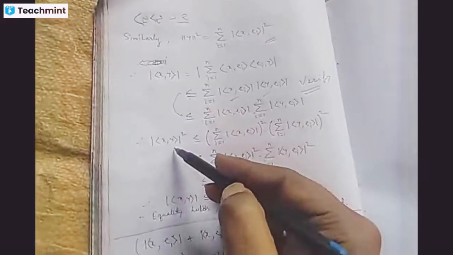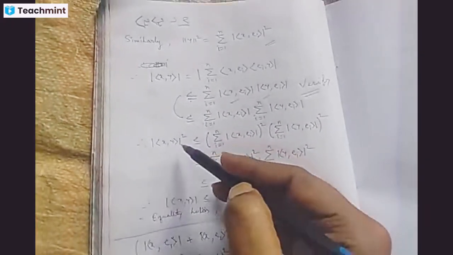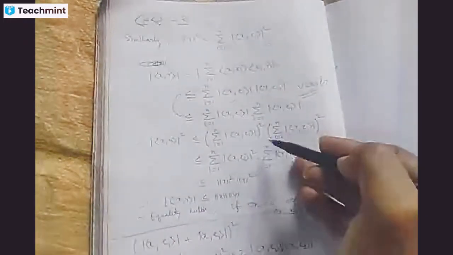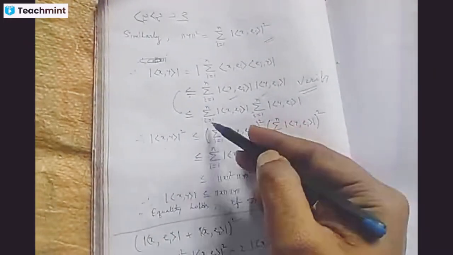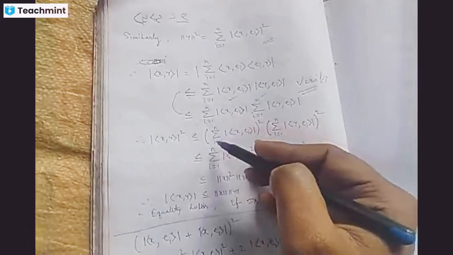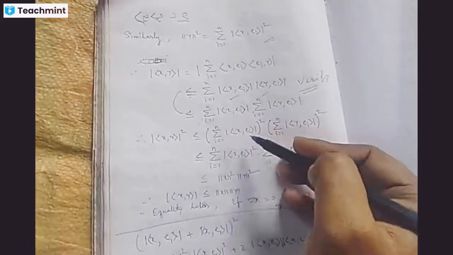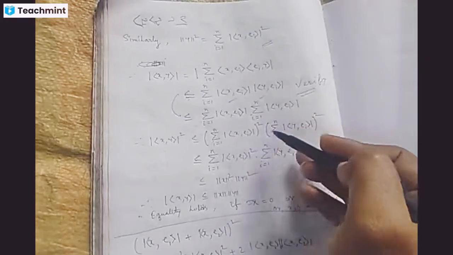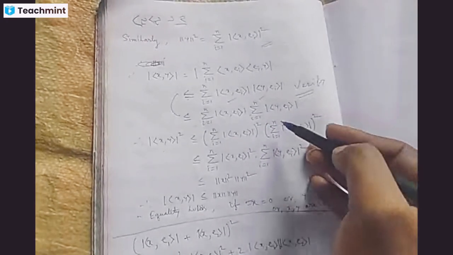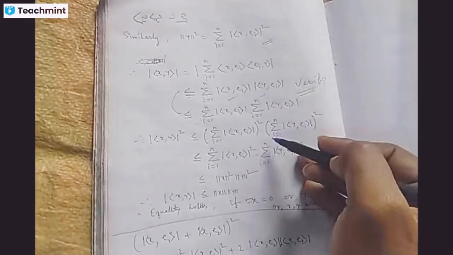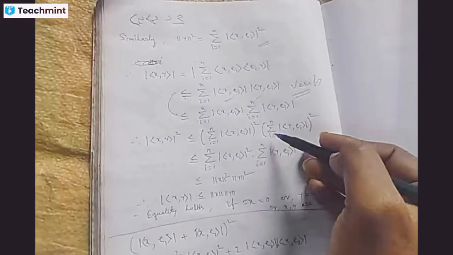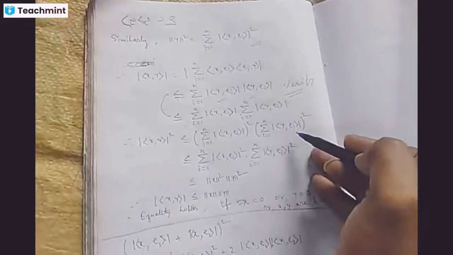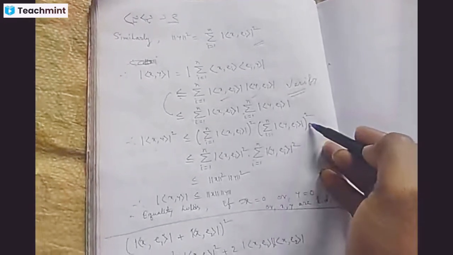So if we take the square of the modulus of the inner product of x and y, it is less than or equal to the summation over i equal to 1 to n of the square of the modulus of the inner product of x with e_i, and in the other term the square will remain: the summation over i equal to 1 to n of the square of the modulus of the inner product of y with e_i.